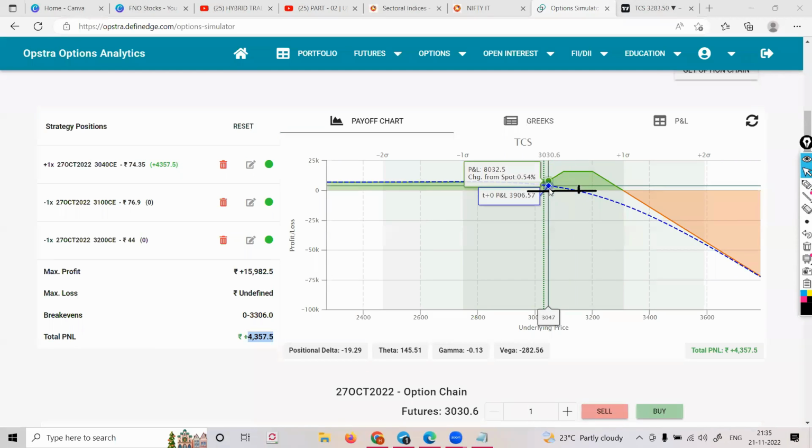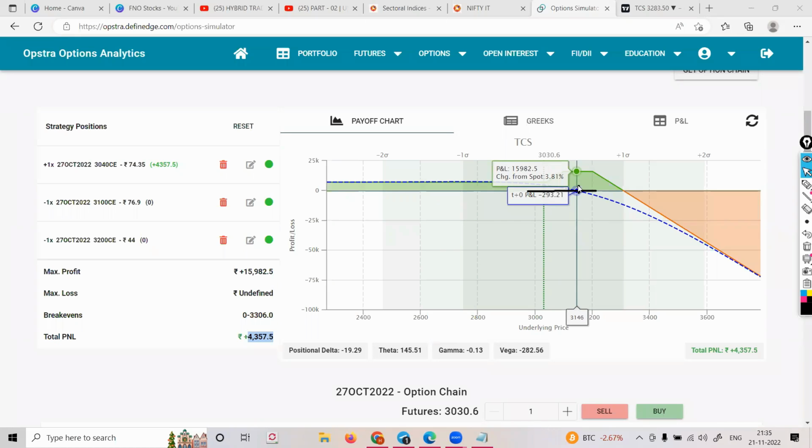How much percentage is that? Let's say 4%, 3%, 4%. Don't you think TCS can give a 4% gap up the next day morning? Can someone please tell me? Can a stock like TCS give a gap up the next day morning of 4%? We have seen so many times. I can show you this thing.